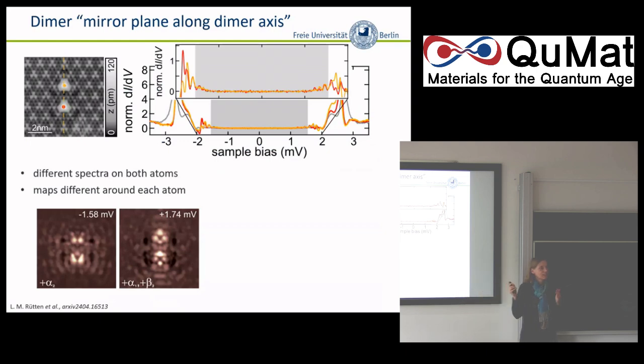The atoms don't look exactly symmetric anymore. But this is clear because if you look even at the topography, you see these triangles are kind of pointing upwards. There's no mirror plane, so the atoms should not look the same anymore.